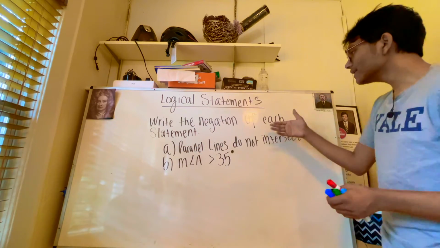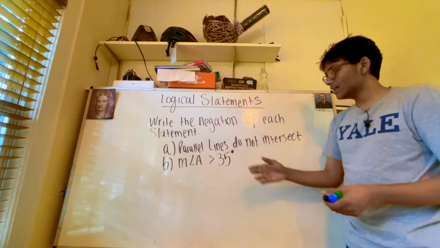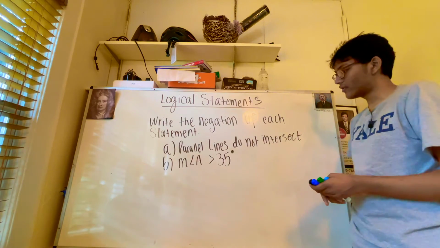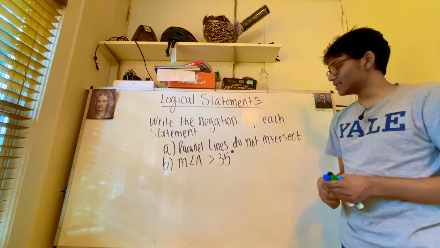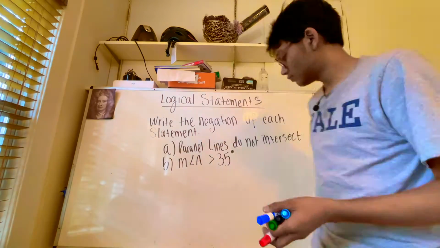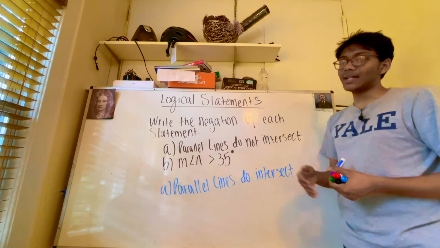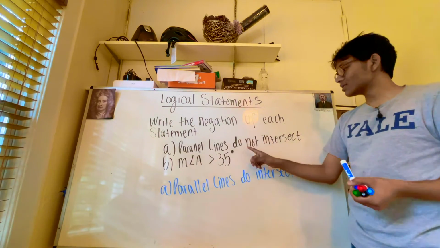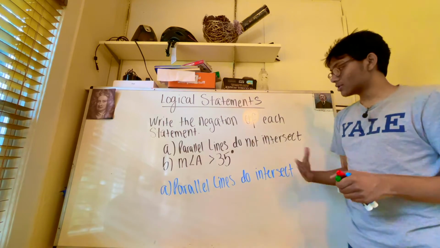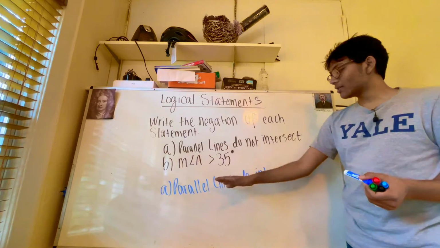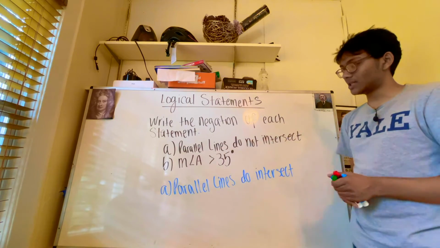Alright, so write the negation of each statement. A, parallel lines do not intersect, and B, the measure of angle A is less than 35 degrees. So how are we going to write the negation of each of these statements? We just put the word not in each of the statements. So usually we put the word not to negate a statement. But since there's already a not in the statement, we just take it out to find the negation. So the negation of statement A is parallel lines do intersect. The regular statement is parallel lines do not intersect.